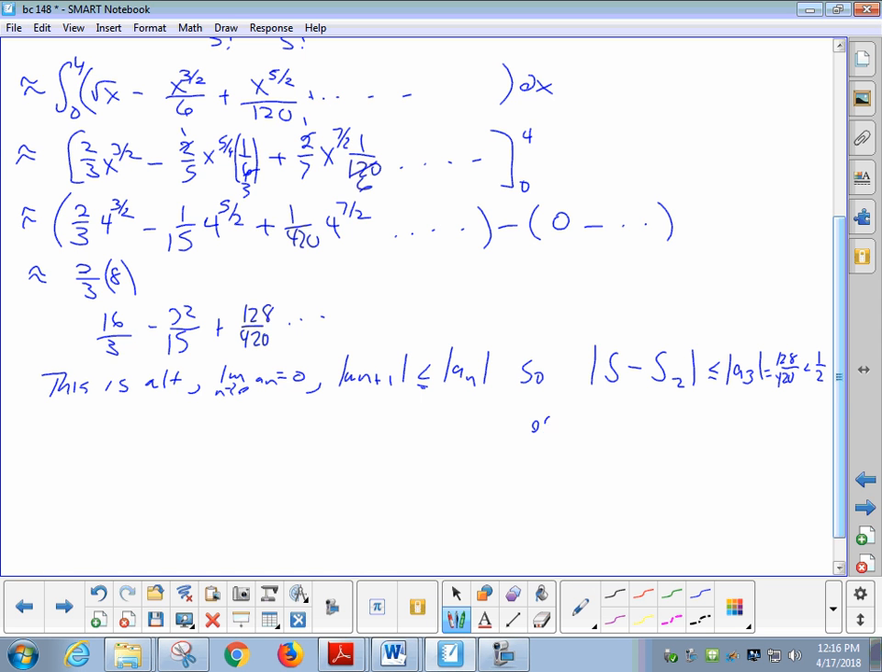So our estimate, S2, is 16 thirds minus 32 fifths, 15ths rather, sorry, which is 80 15ths minus 32 15ths. So our estimate is 48 15ths. Or I suppose, 16 fifths. Okay.